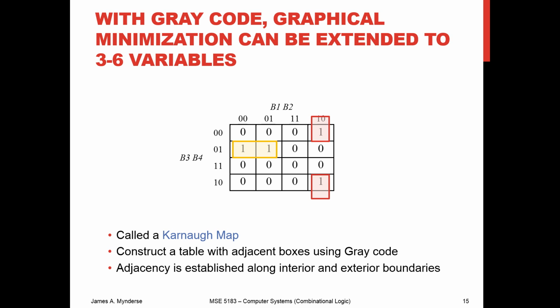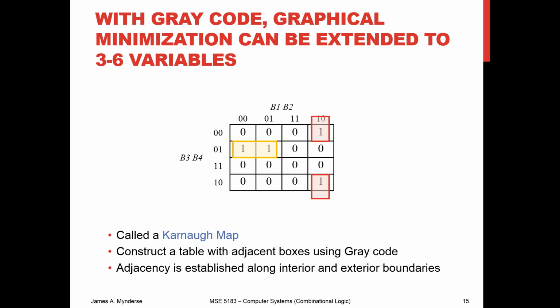So if we take our gray code and we go back to our graphical minimization, now that we're at least familiar with gray code, we can extend this to 3 to 6 variables, and we call this a Karnaugh map. But notice in this case we've got B1 and B2 on the top and B3, B4 on the left, and we're counting from 0 on up in gray code. So on the top row there we go 0, 0, 0, 1, 1, 1, 1, 0. That's gray code, and it's 2 bits, B1 and B2. And we do the same thing on the left, 0, 0, 0, 1, 1, 1, 1, 0, and it's 2 bits, B3 and B4.